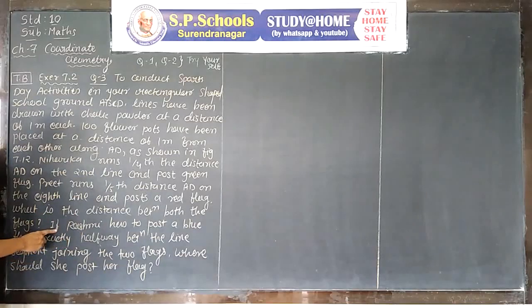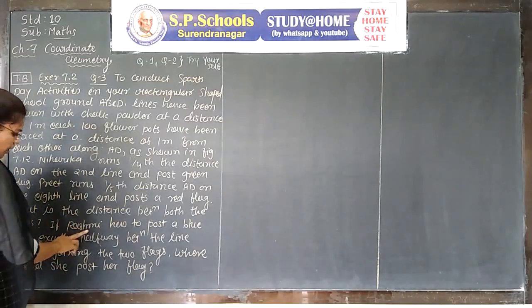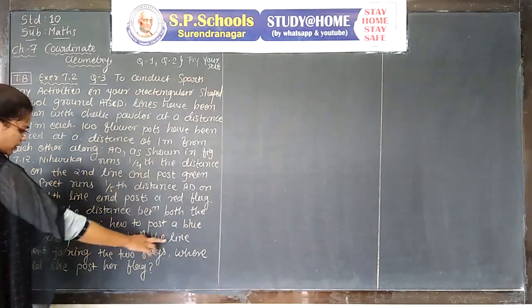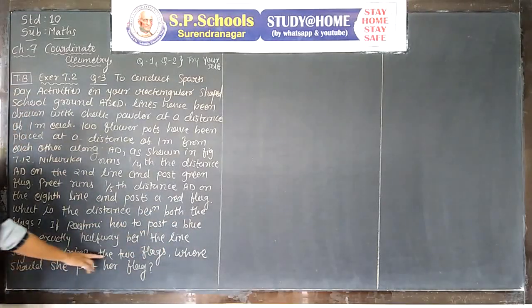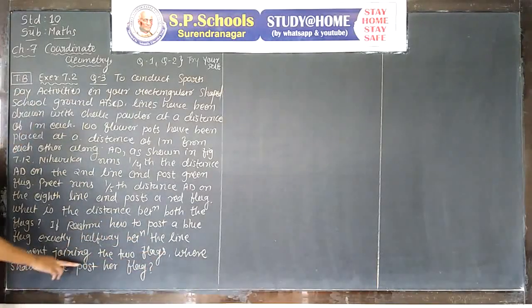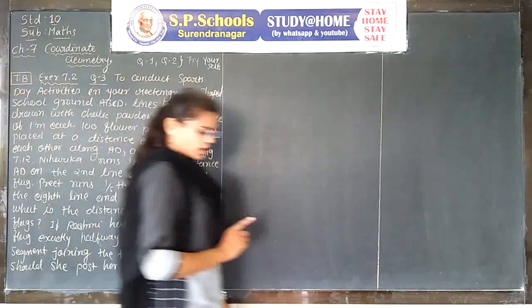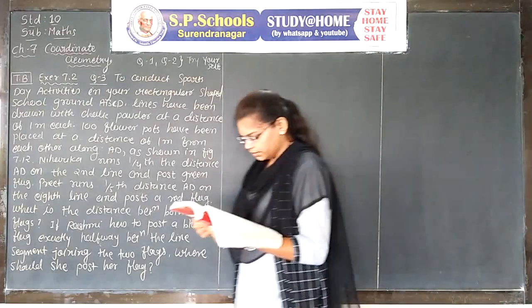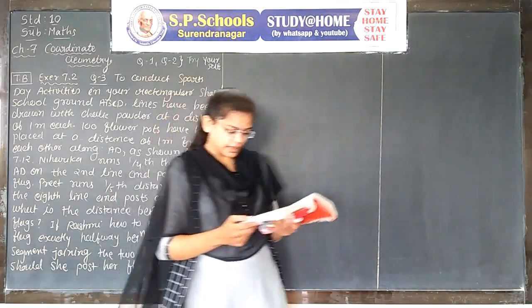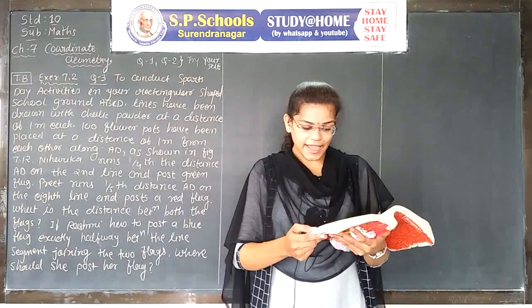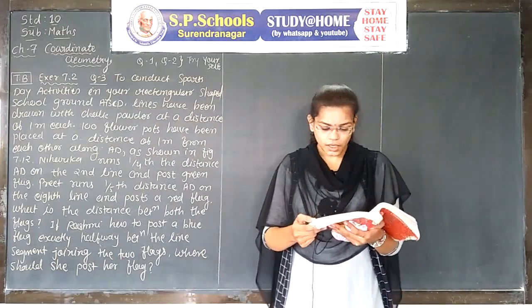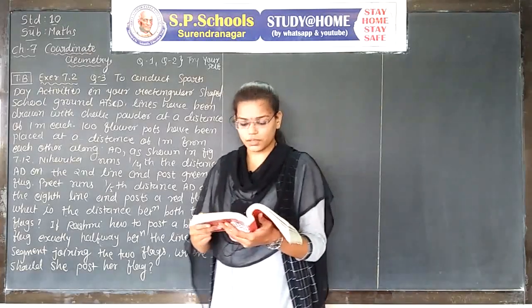And the next question is, if Rashmi is a third person and has to post a blue flag exactly halfway between the line segment joining the two flags, where should she post her flag? One figure is given in our textbook, figure 7.12. In figure 7.12, AB represents the x-axis and AD represents our y-axis, where A is the origin, but the figure is not required to solve the question.